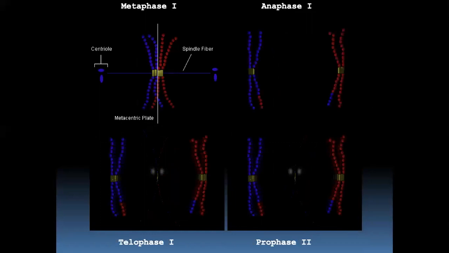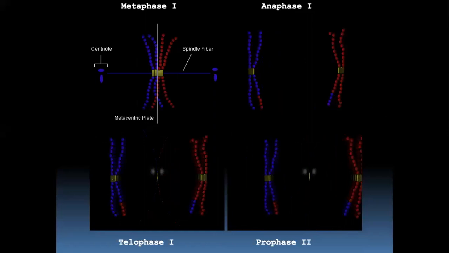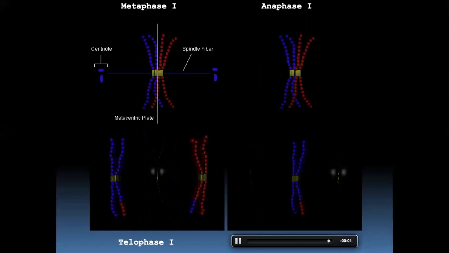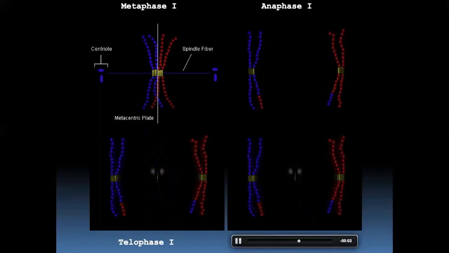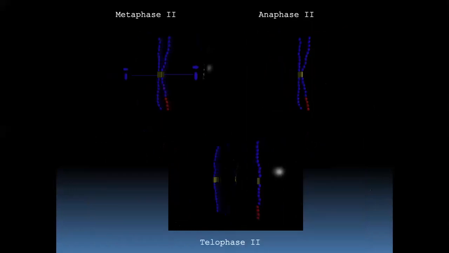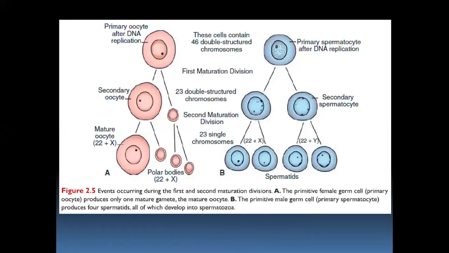Then you go for metaphase 1, anaphase 1, telophase 1, and then go to prophase 2. Here you can see the cell membranes very lightly. This is an animation. Then metaphase 2, same thing, anaphase 2 and telophase 2. So as a result, we get only half the number of chromosomes.